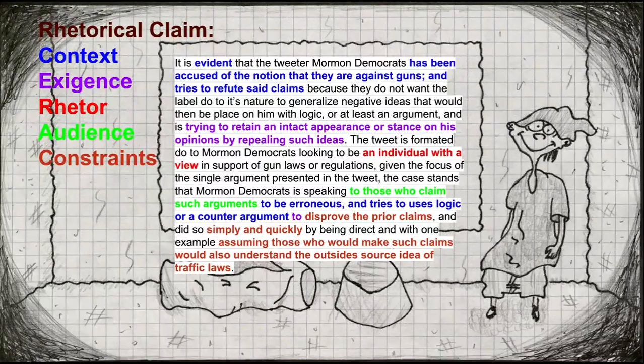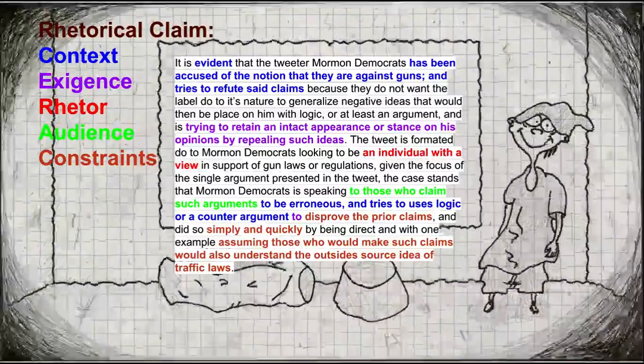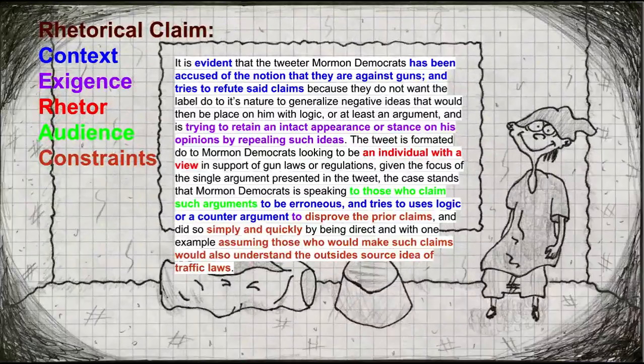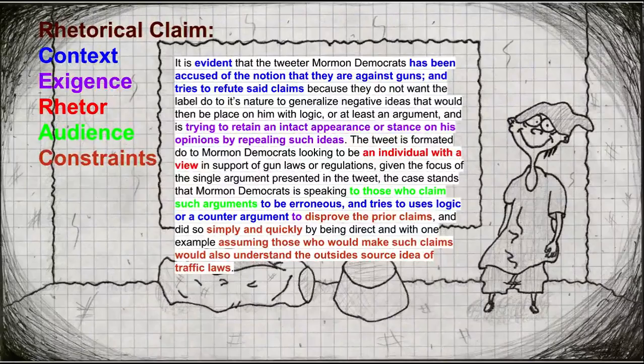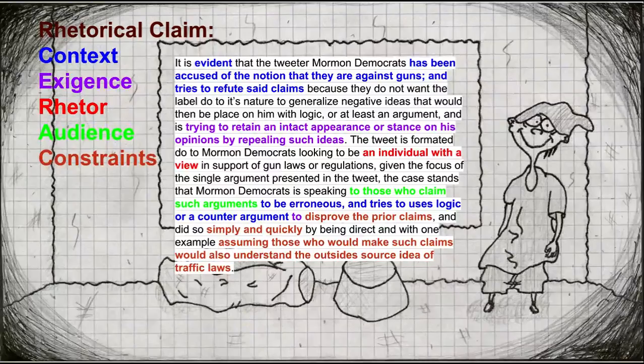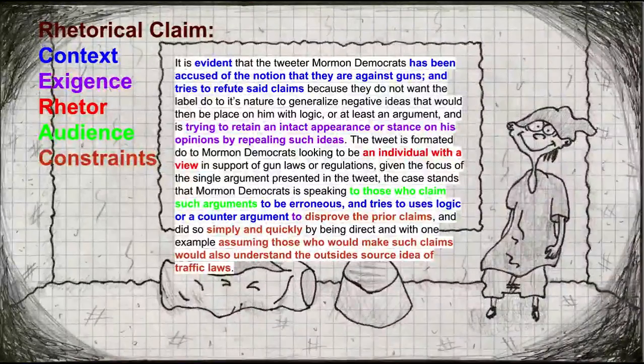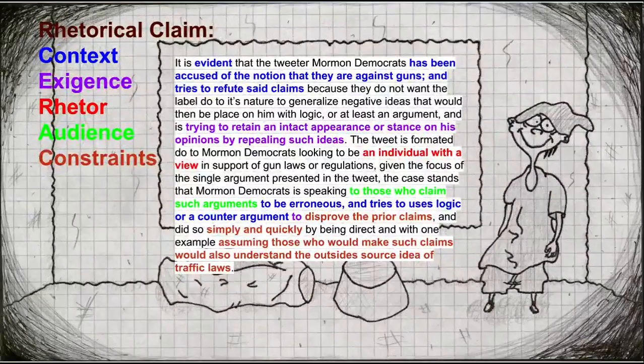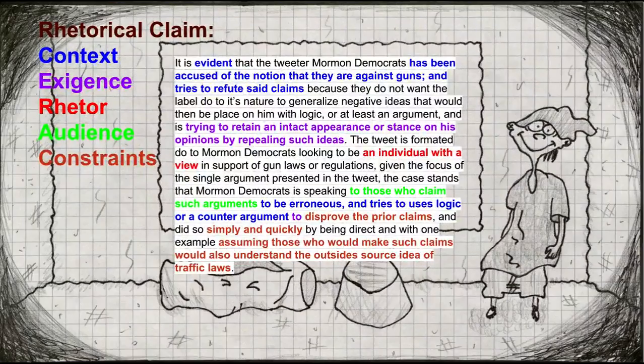As to explaining why, you can go into psychology, such as the negative impact of a label, and that particular label, and he's trying to get rid of it. It could be because he's trying to retain an appearance or a stance, or he's saying his opinions are on solid ground. And from the looks of it, it seems to be the view of an individual who supports guns and gun regulation, and is trying to defend himself from those saying he is against guns in general.